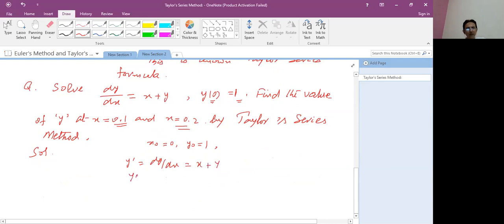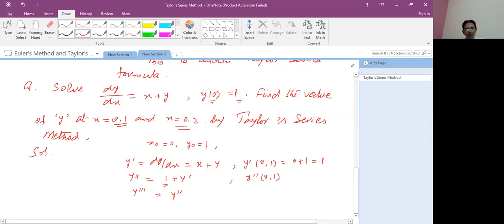After that, we will find the second derivative with respect to x, it is 1 plus y prime. And if you find the third derivative, it means y double prime, the derivative of a constant, it should be 0. So if you find the value of this at this point, y prime of (0, 1) is equal to 0 plus 1, which is equal to 1.